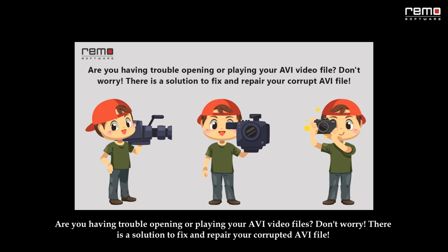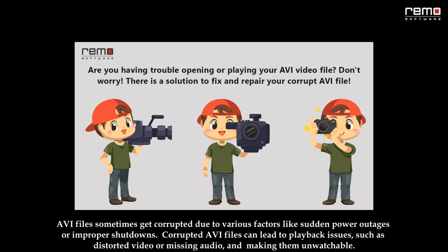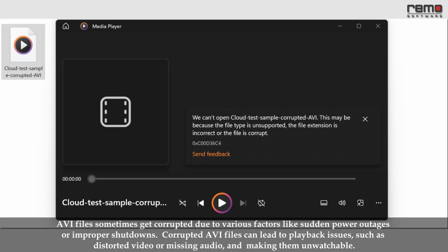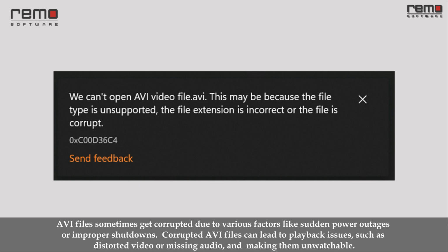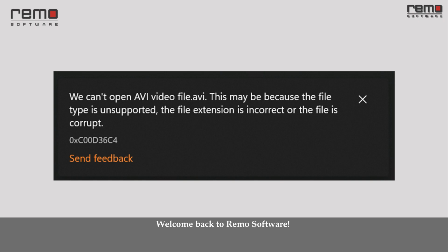Are you having trouble opening or playing your AVI video files? Don't worry, there's a solution to fix and repair your corrupted AVI file. AVI files sometimes get corrupted due to various factors like sudden power outages or improper shutdowns. Corrupted AVI files can lead to playback issues such as distorted video or missing audio, making them unwatchable.